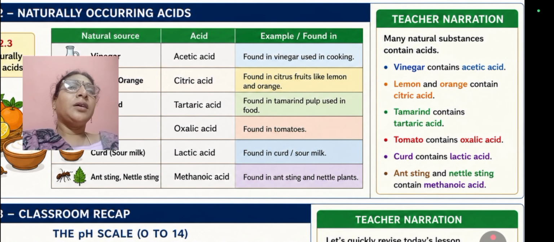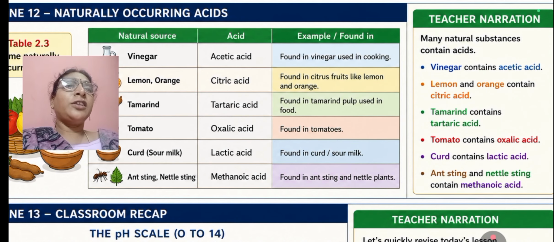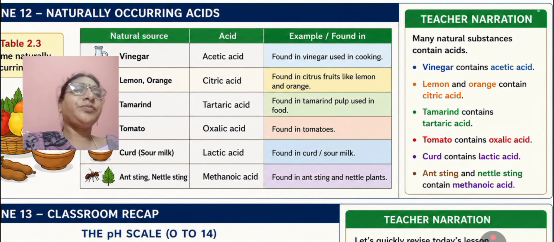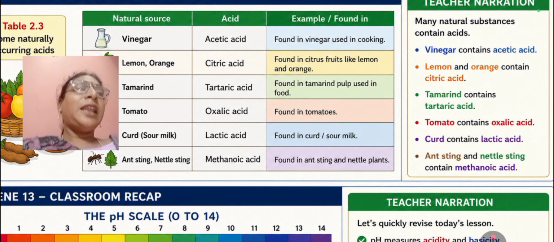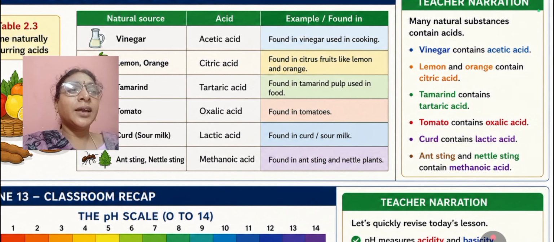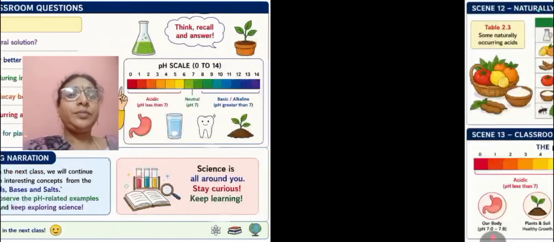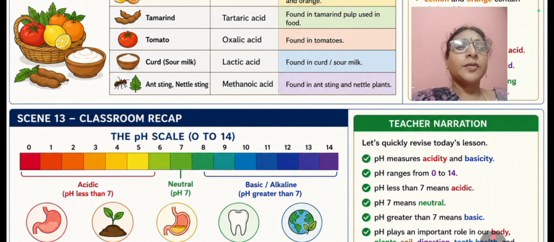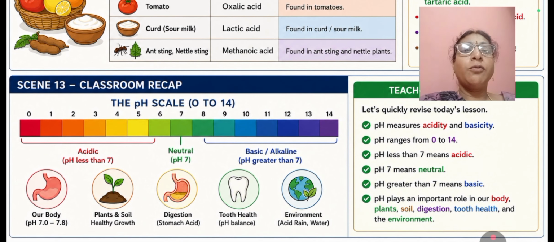So once again, what we learned about natural acids. Vinegar contains acetic acid. Lemon and orange contain citric acid. Tamarind contains tartaric acid. Tomato contains oxalic acid. Curd contains lactic acid. Ant sting and nettle sting contain methanoic acid. Once again, let us recap what we learned.